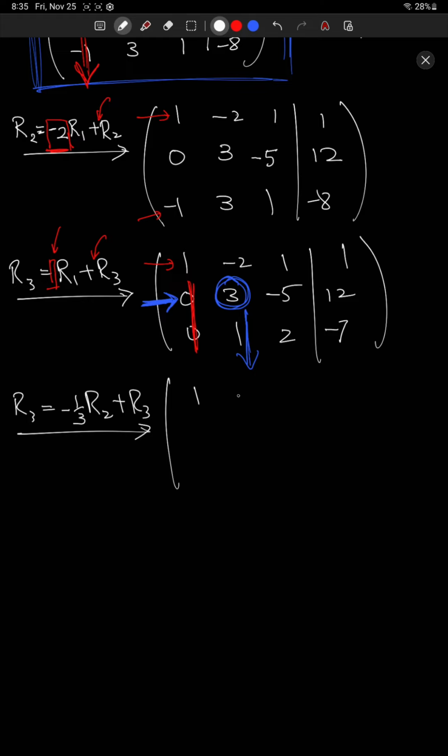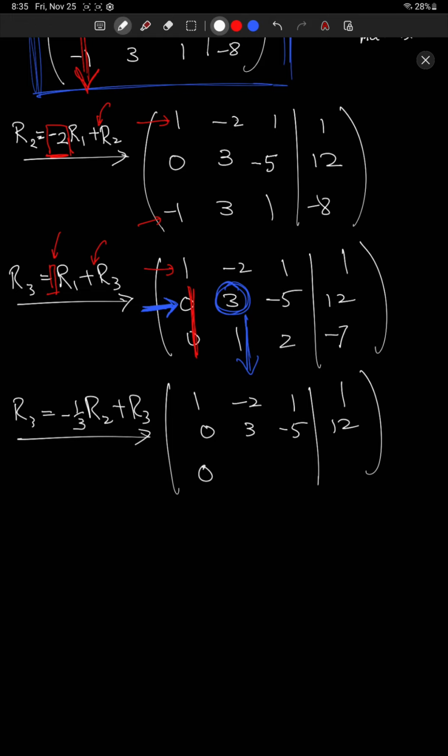And so we end up with this. Row 1 does not change. Row 2 does not change. Row 3 changes. It becomes 0. So here's why we had to do the algorithm this way.